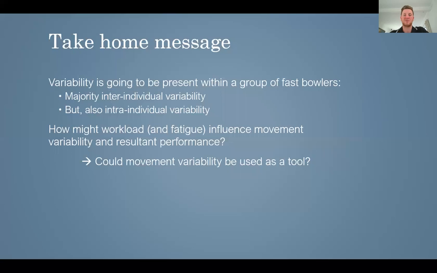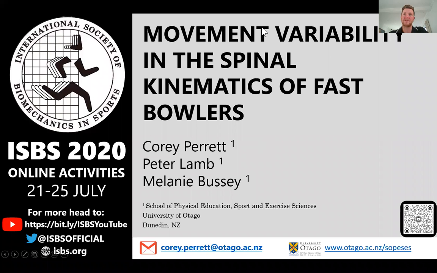Potential research directions for this in the future might be looking at how workload and fatigue influence movement variability and result in performance, but this is heavily reliant on being able to measure both workload and fatigue accurately. If this can be done, then you could look at potentially using movement variability as a performance analysis or injury prevention tool, all with the hope of reducing injury risk in fast bowlers.